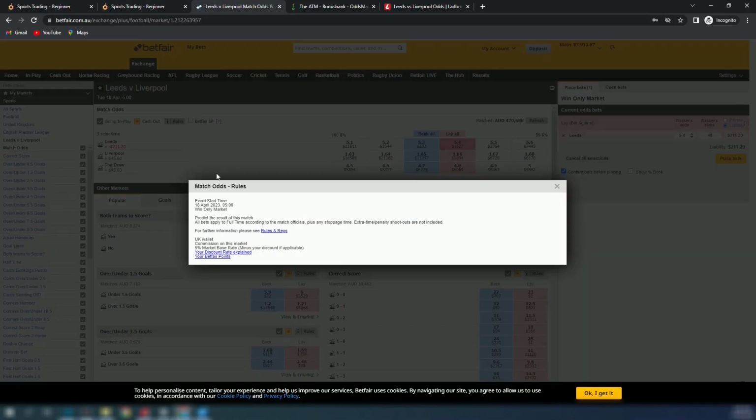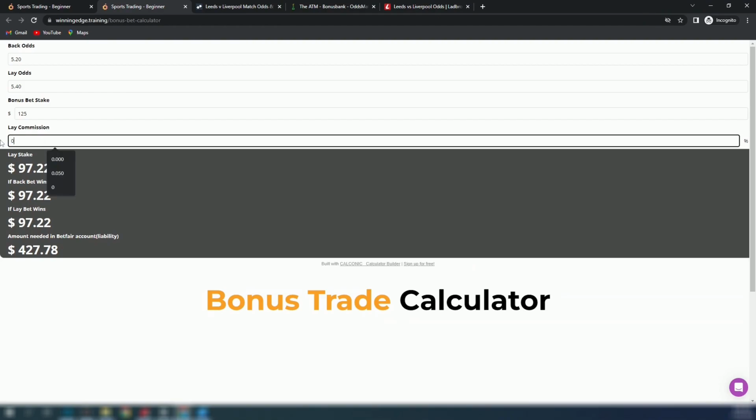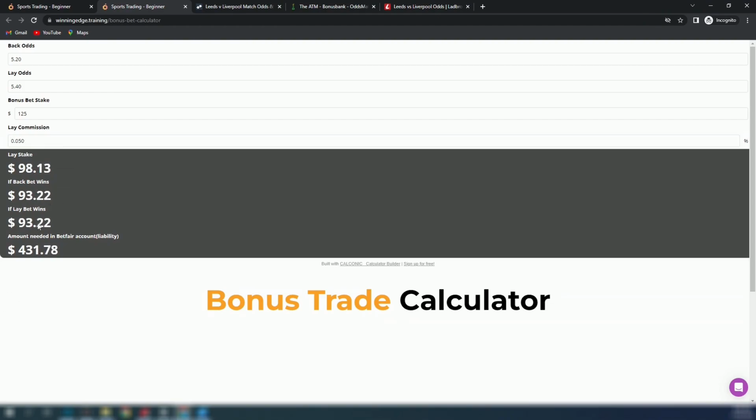And then we'll check our lay commission. And then our lay stake should pop up there, so we can copy that and paste that over on the exchange. And for this example, the amount needed in the Betfair account is $431.78.